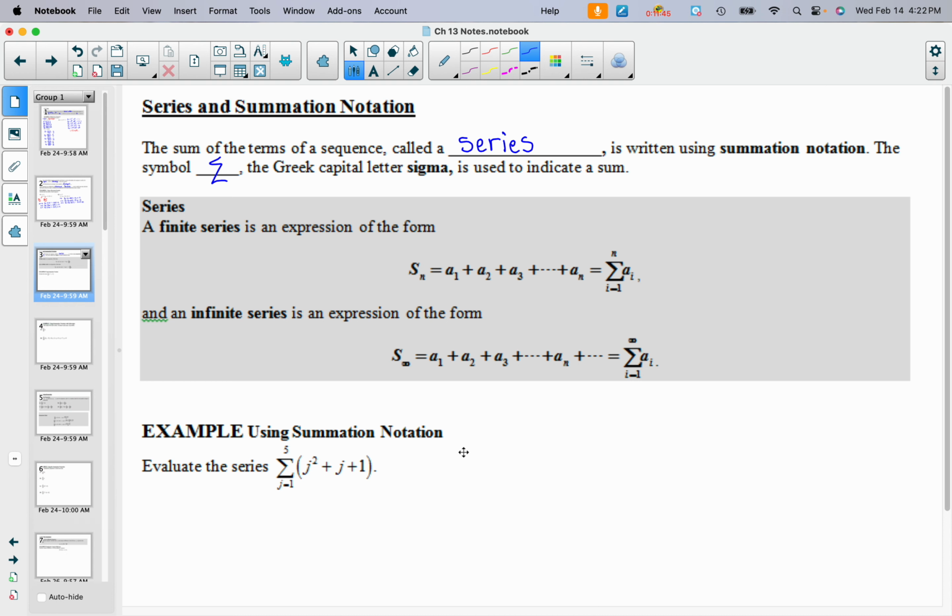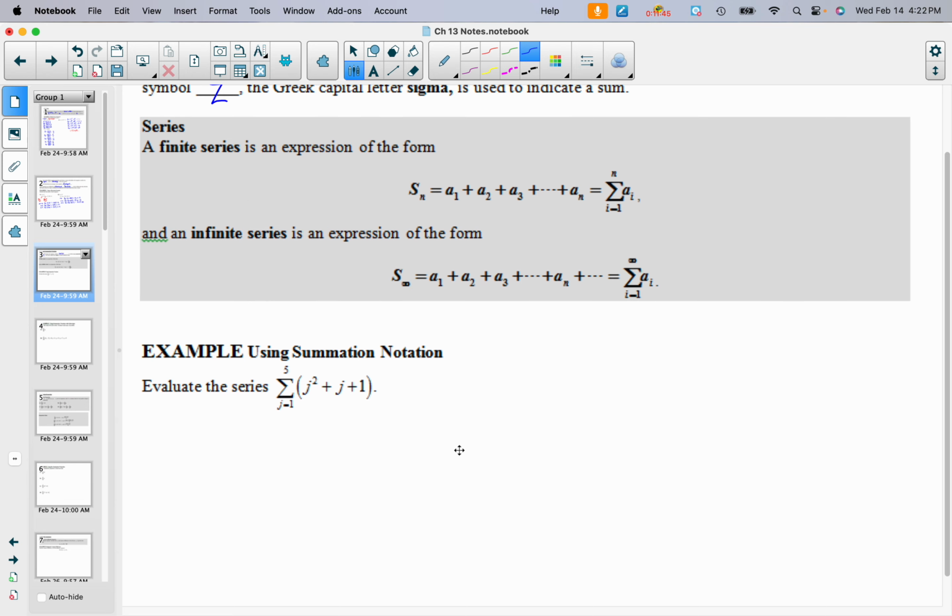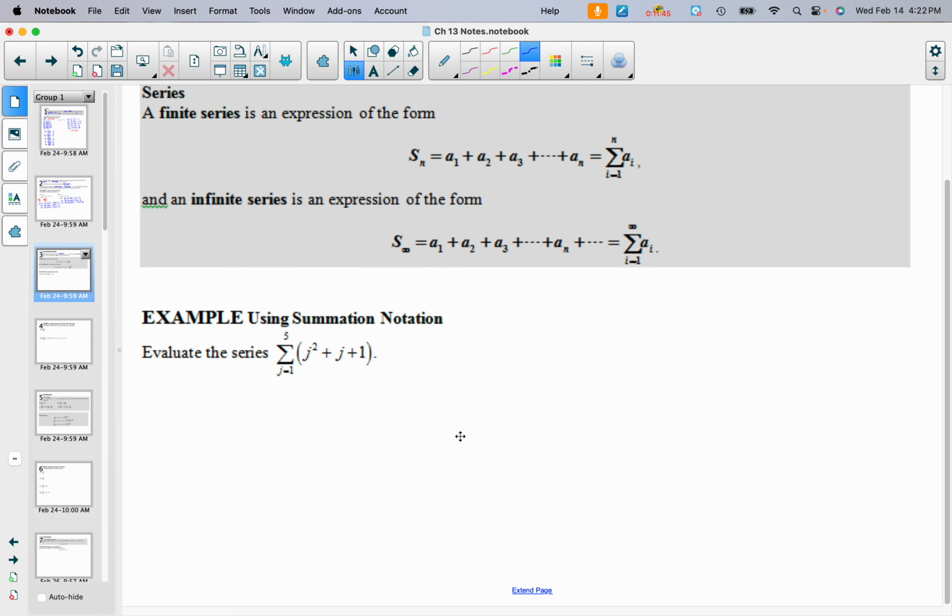So for this first one, how do you use summation notation? This value right here is your starting value, and it's called an index value. The number at the top is your ending value. So this tells me to start with a 1.